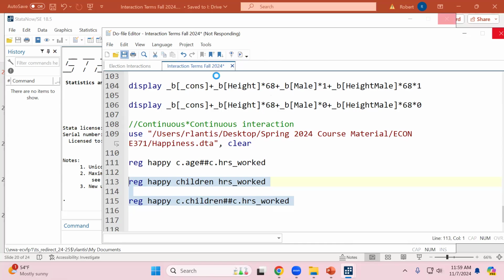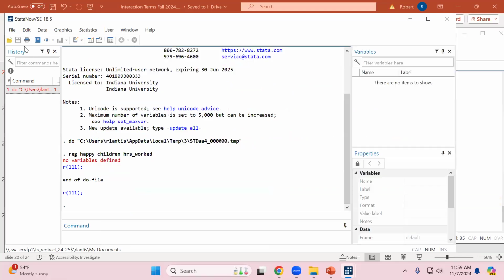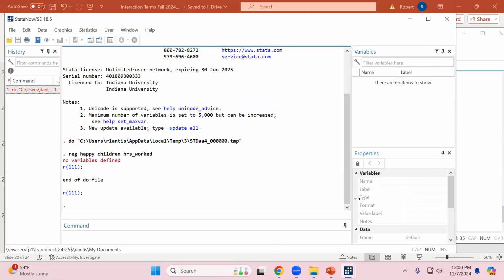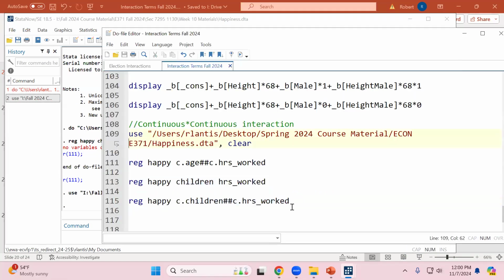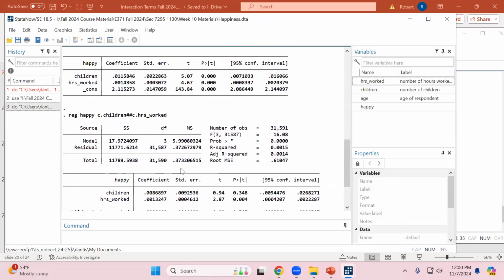Keep hitting save here. There we go. Oh, guess it would help if I open up the data. So let's open up happiness. It was one of the files on the home page under week 10, 11. So I run this regression.